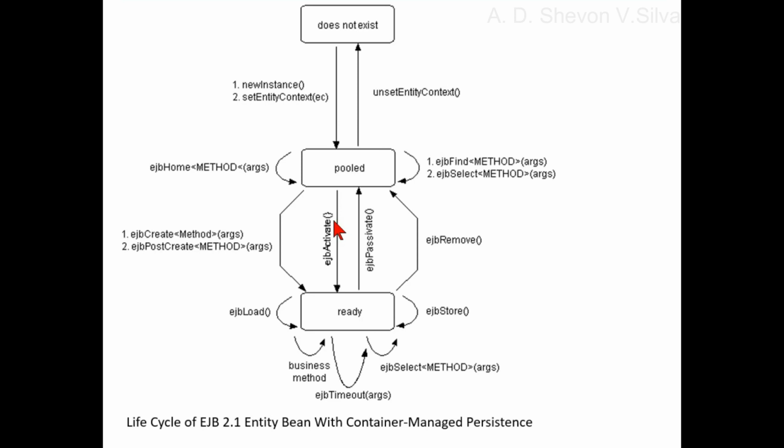ejbPassivate: the container calls this method before it passivates the object. Release any resources that can be easily recreated in ejbActivate and save storage space. Typically, you want to release resources that cannot be passivated, such as sockets or database connections. Retrieve these resources in the ejbActivate method.